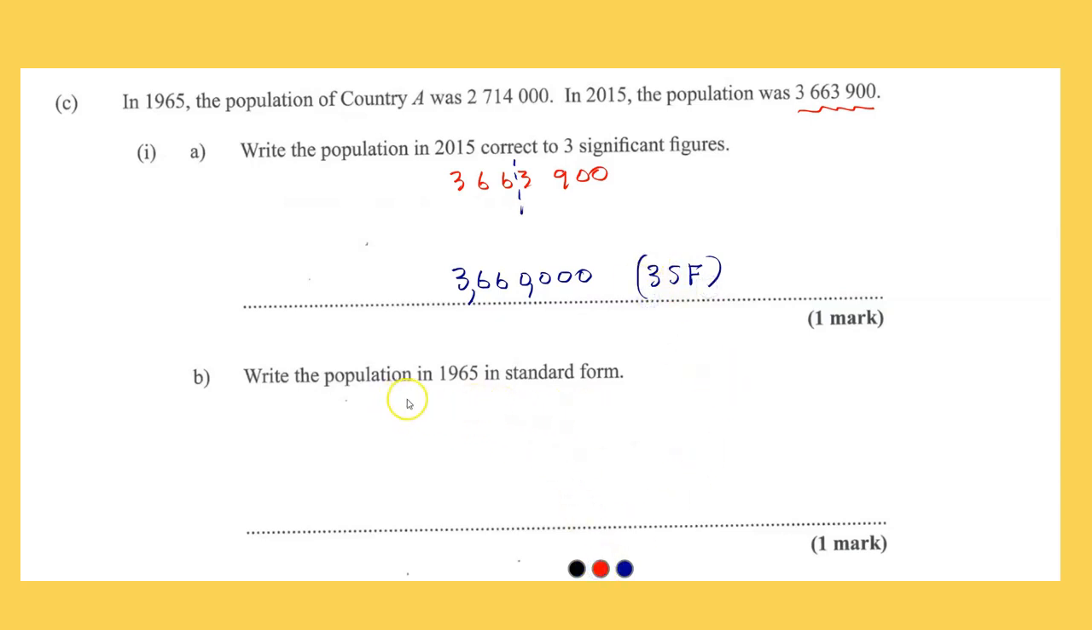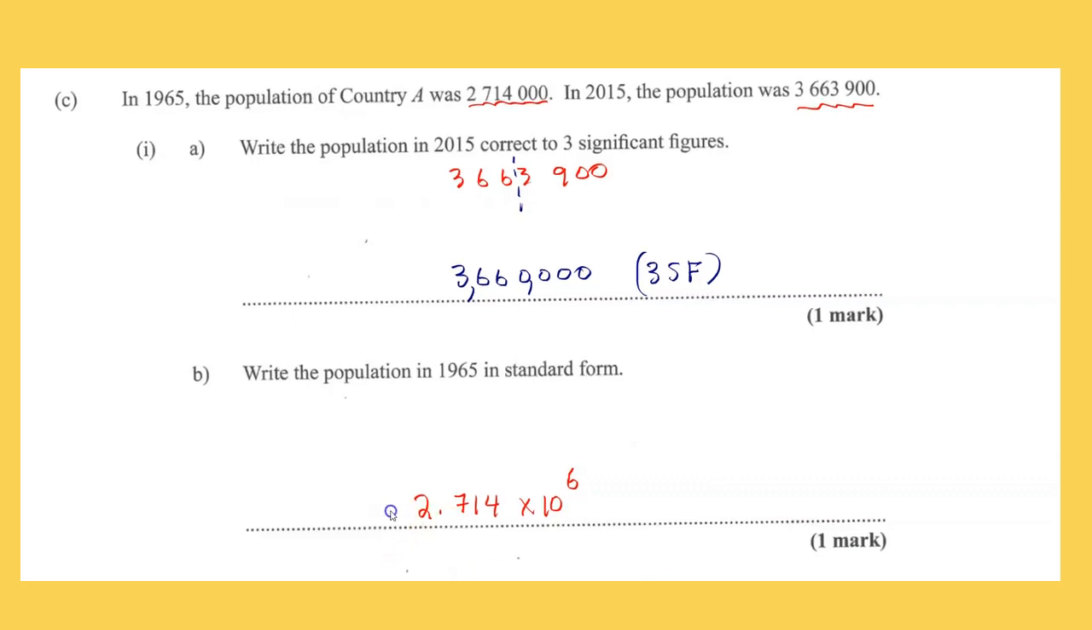And we want to write the population in 1965 in standard form. So the population in 1965 is 2,714,000. In standard form it would be 2.714 times 10 to the 6. Okay, 10 to the power 6.